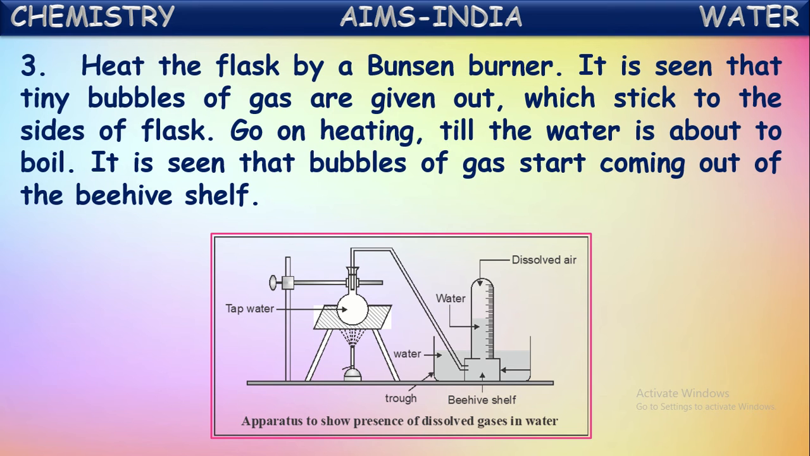Now, heat the flask by a Bunsen burner or spirit lamp. See, under the tripod stand, a Bunsen burner is arranged. Now it has started to heat this round bottom flask which is containing tap water. It is seen that tiny bubbles of gas are given out from this round bottom flask, which stick to the sides of the flask. So this we can do even at home also.